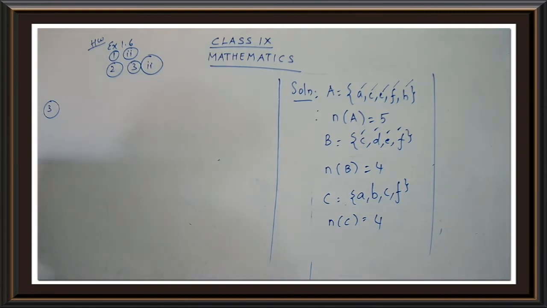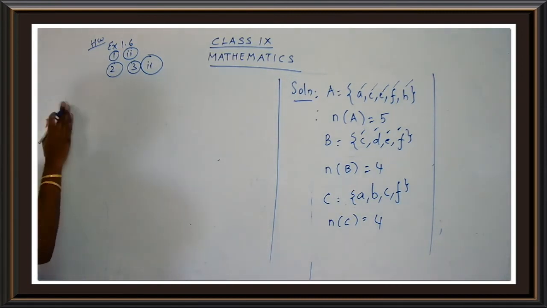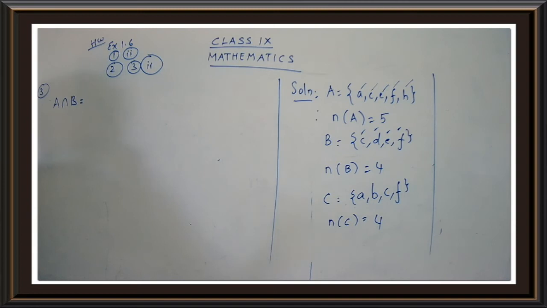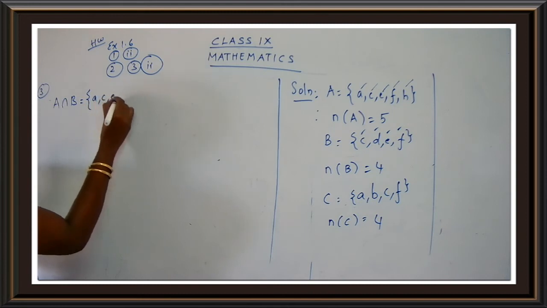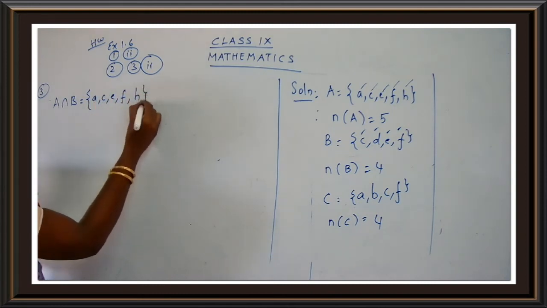So what are we going to do now? We are going to find out A intersection B. A intersection B means you have to find out the common of A and B. So what is A given to you first of all? I'll write the set A. That is A, C, E, F, H.